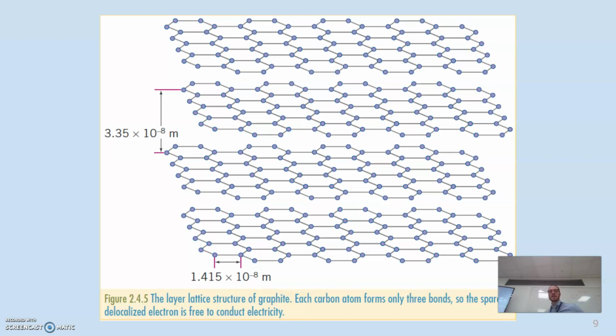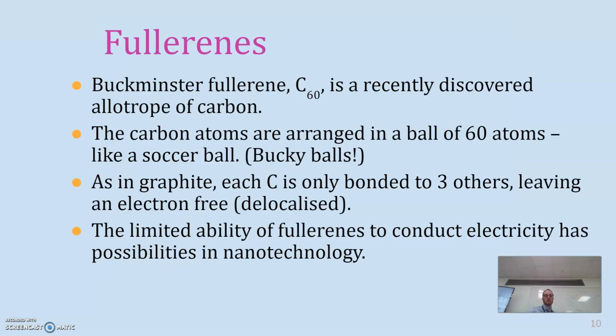So we can see an indicator of the strength of the bond is the size of the bond. 14 nanometers is the length of the bond inside a layer. 33 nanometers is the distance between layers. So more than double the size. So the larger the bond length, the weaker the bond. Go through these.